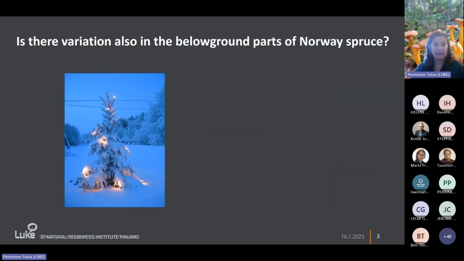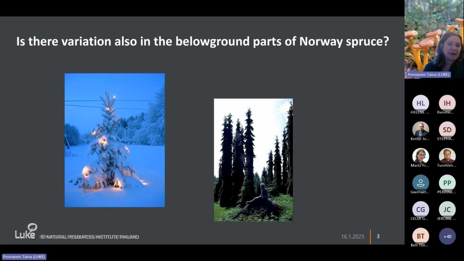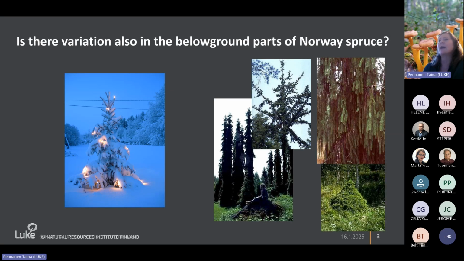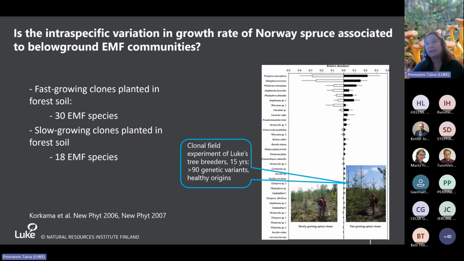But I'm talking only about Norway spruce. Everyone knows that Norway spruce looks like this, beautiful, normally shaped, but actually Norway spruce is a genetically very divergent tree. There is lots of heterogeneity and variation, and here are a few examples of mutations of Norway spruce and how it can look from above ground. But the question we have been working on is the intraspecific variation of Norway spruce below ground, in the roots, and in particular in ectomycorrhizal communities.